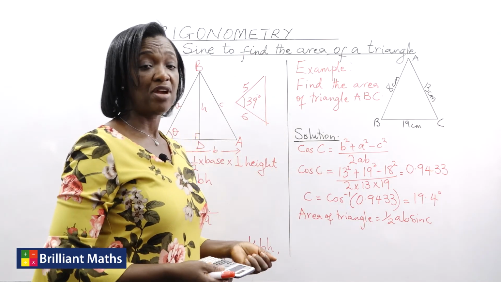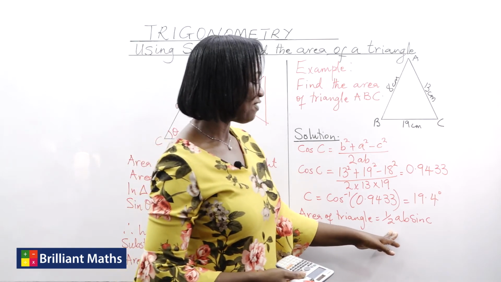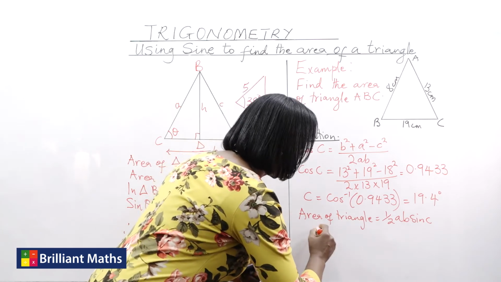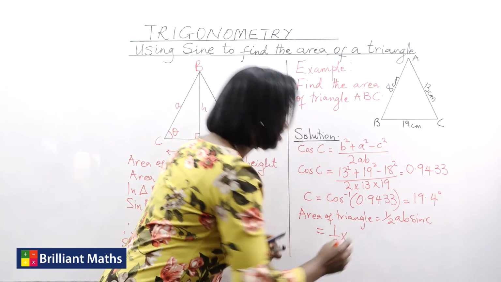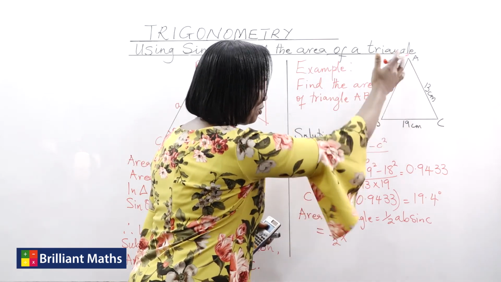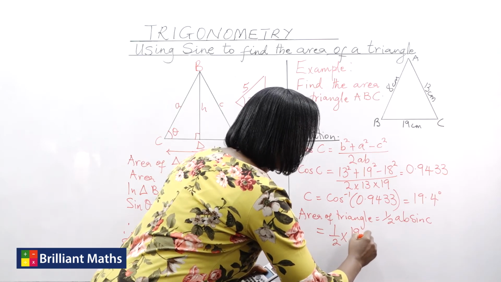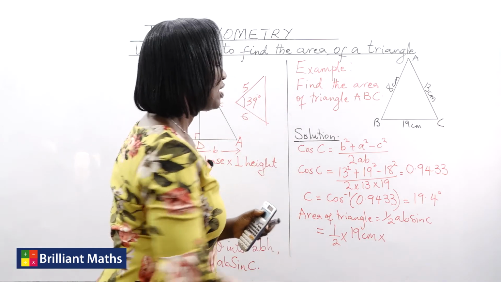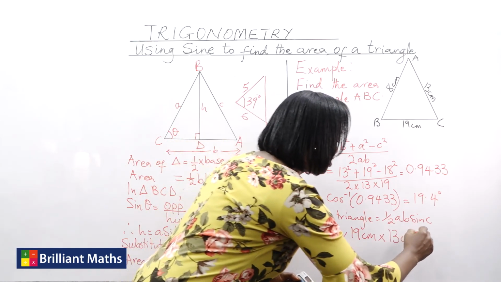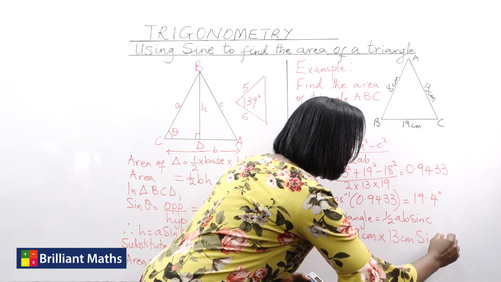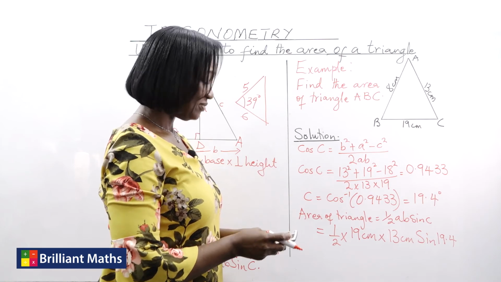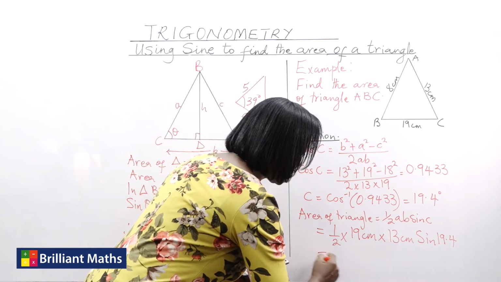So we can then find the area. The area of the triangle is half ab sine C. So our area here is going to be equal to half times, what's our a? a is 19, the side opposite angle A. Half times 19 centimeters times b. Our b is 13 centimeters. Sine 19.4. So we do that, and what do we get?